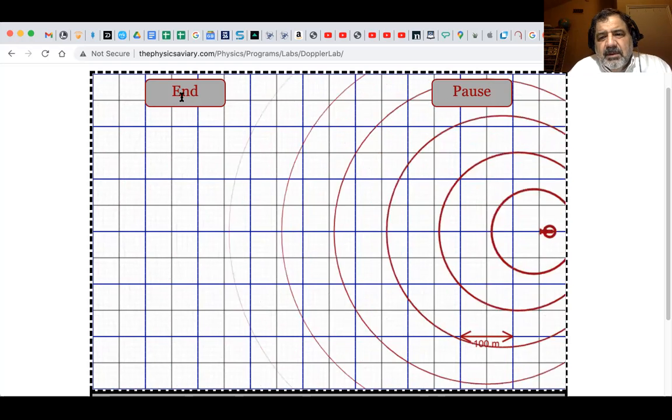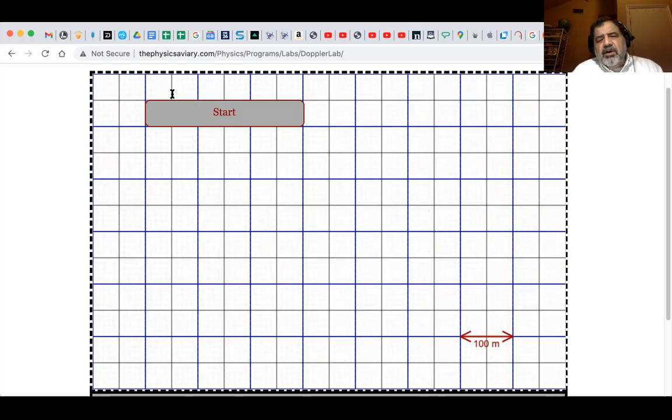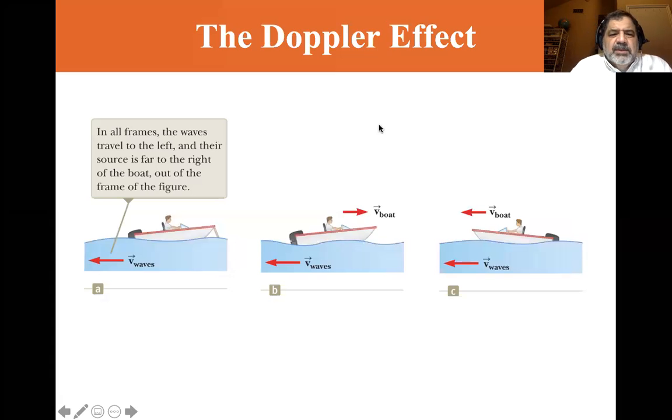It doesn't have to be a car horn or anything like that. Even a car, as it's approaching, you hear it, and as it passes you, it decreases in frequency.